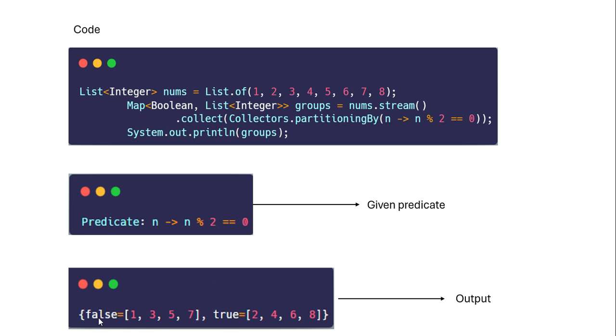We have a key, and then the list of elements which satisfy that condition, with key as false and key as true. So this is the true condition, and these are the even numbers. That is what we wanted here, and that is what the key is.